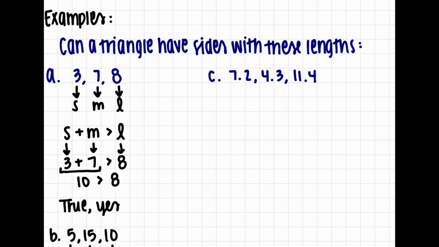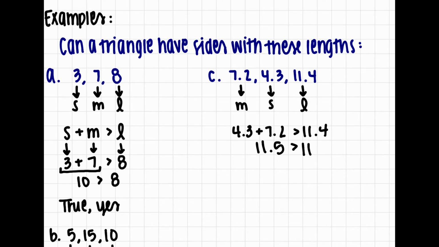So now we have 7.2, 4.3, 11.4. Again, I'm going to label them. My smallest side is 4.3. My middle side is 7.2. And my longest or largest side is 11.4. Now remember, we take the small and the medium. So 4.3 plus 7.2 greater than 11.4. This is just setting it up. I need to add 4.3 plus 7.2. That gives me 11.5 is greater than 11.4. Once you've got the number on each side, you ask yourself, is 11.5 greater than 11.4? It is, so yes, these side lengths could make a triangle.